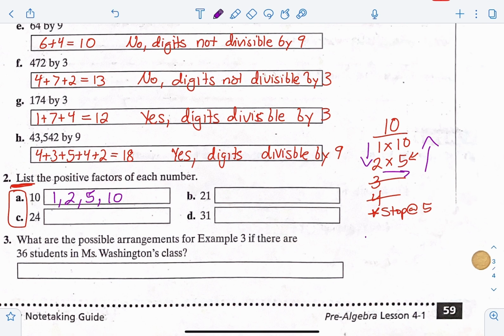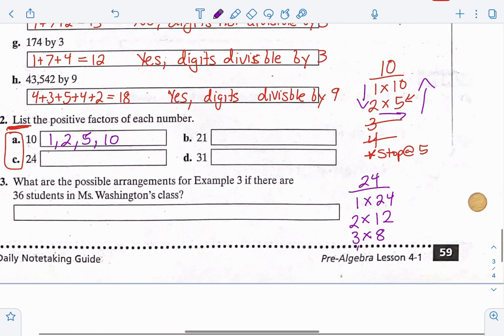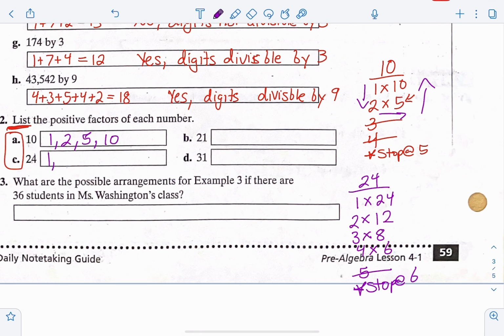Okay, so let's do 24 as well. So 24, 1 times 24, 2 times 12, 3 times 8. This one has a lot. 4 times 6, 5 doesn't work, and then we stop at 6. So to write our list, again, we're going to start with 1, go down, over, and up. So our list is going to be 1, 2, 3, 4, 6, 8, 12, 24. That one had a lot.